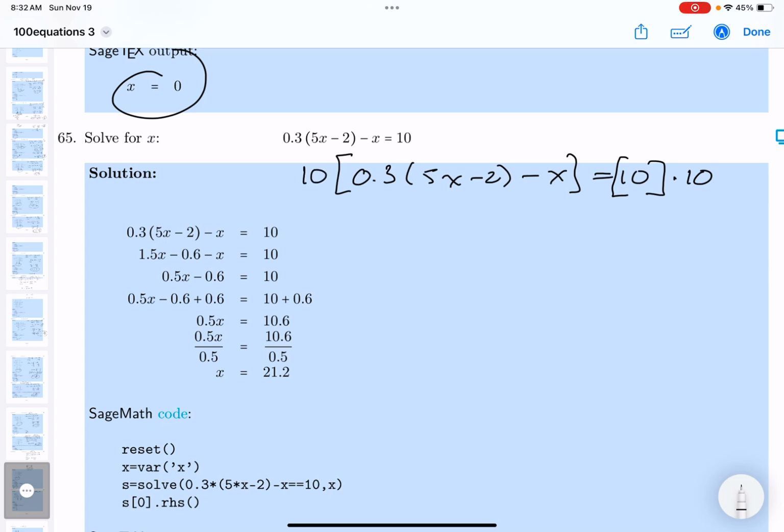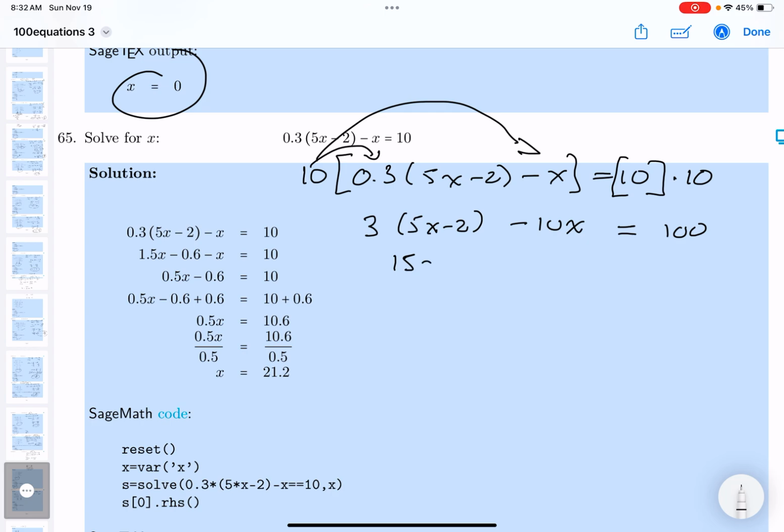So, you realize the right side's pretty easy. Just 10 times 10, which is 100. The left side, some people get confused by this, but it's 10 times the first term, and then 10 times the second term over here. Well, it's going to be 3, and then I get 5x minus 2. I associate the 0.3 with the 10, by the way. Then minus 10x. I'm going to distribute now, get rid of the grouping symbol.